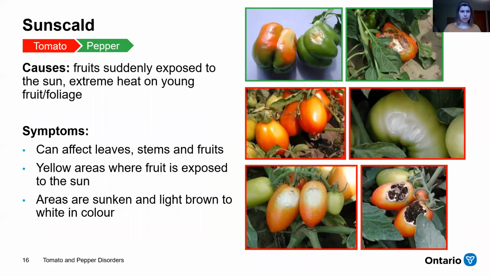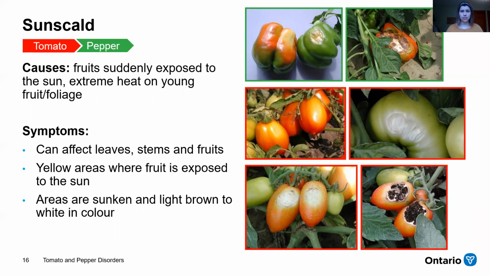As mentioned earlier, we also have sunscald. It's also seen in both tomatoes and peppers and can be caused by fruit suddenly exposed to sun, usually due to shifting foliage cover from either winds or harvesting, as well as early in the season, tender young leaves and stem tissue can be especially susceptible to injury from intense heat and sunlight.